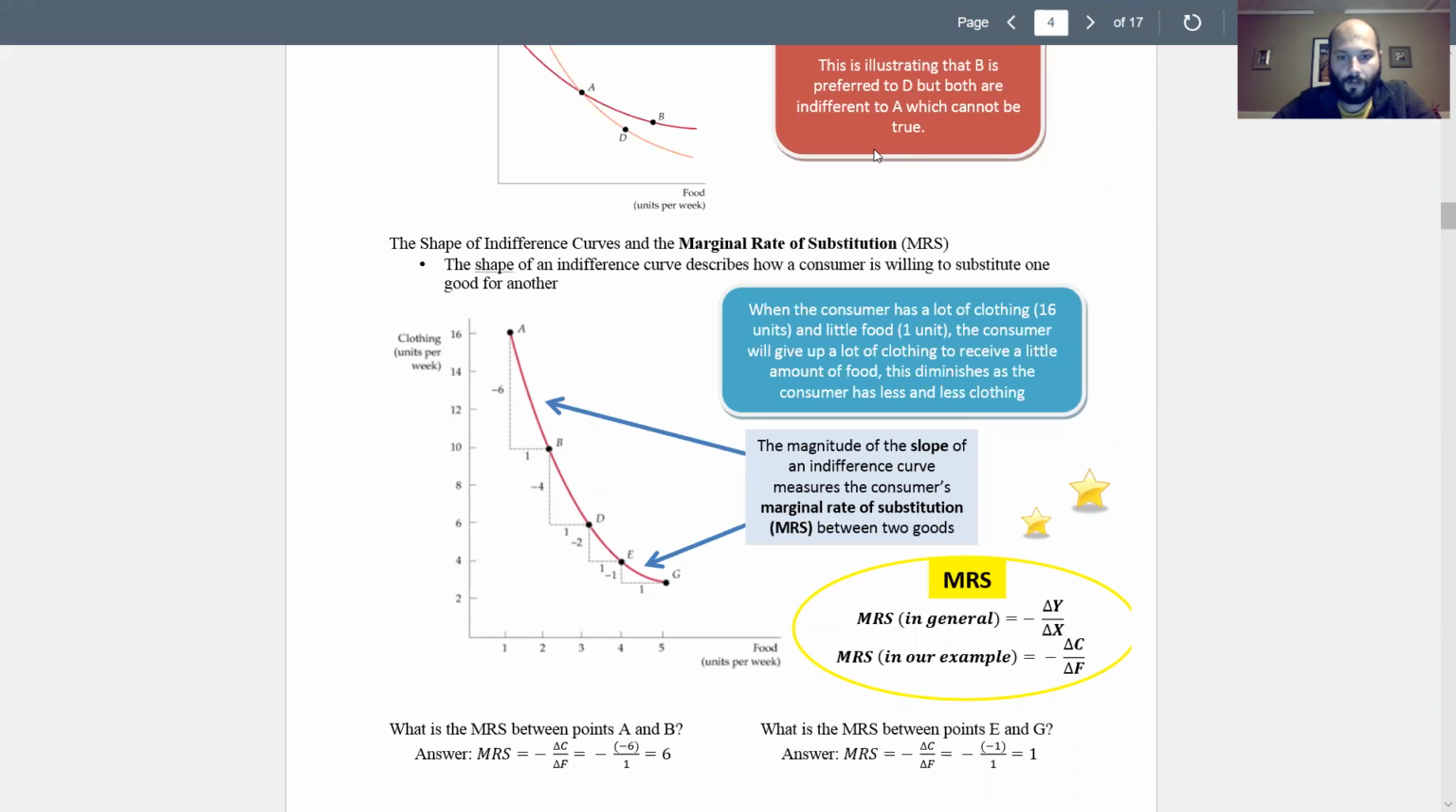In the first couple of videos of the chapter, we talked about indifference curves and the marginal rate of substitution. The main takeaway of those videos was, first of all, what an indifference curve is. This maps out all of the points that a consumer is indifferent between, or all of the points that give the consumer the same utility. And the slope of this indifference curve is, in general, negative change in y over change in x.